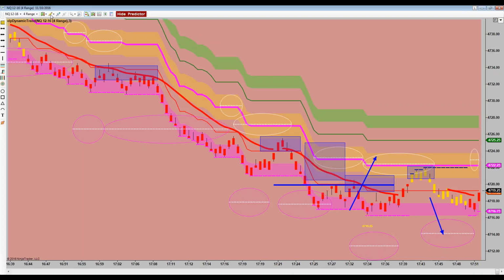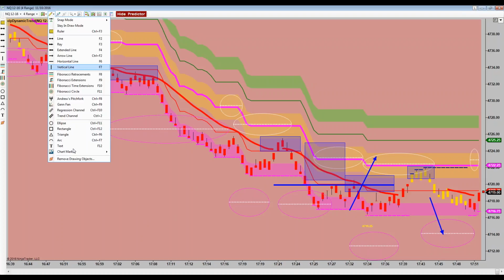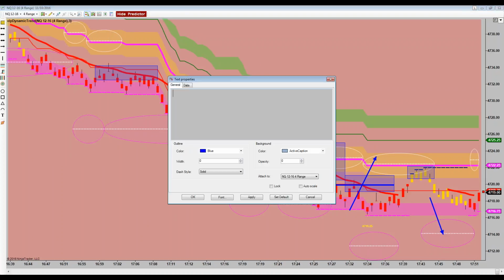Let me just go ahead and type in, since we did want to talk about nominally sized accounts and we want to talk about risk management and risk control. Let's just put some parameters in here real quick so we're all on the same page.